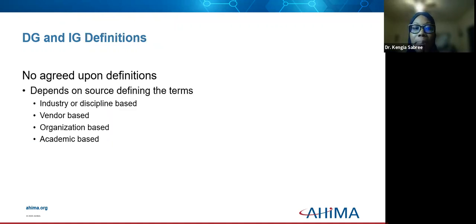On page 76 of your textbook, figure 3.1 is a sample of formal definitions demonstrating the differing perspectives amongst organizations and experts in the field about the meaning of information governance and data governance. Again, there's no agreed upon definition. It really depends on the source that's defining the terms. This could be industry or discipline based, vendor based, organization based, or based solely on academics.